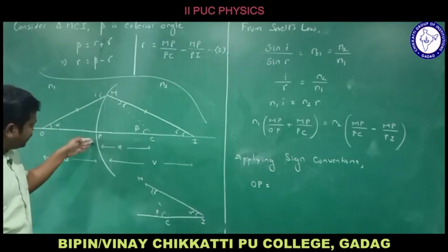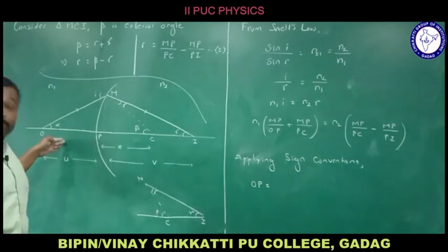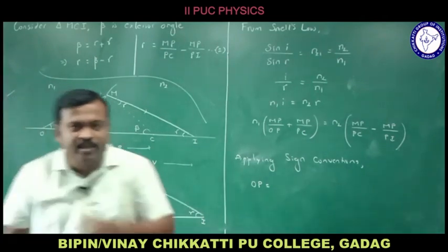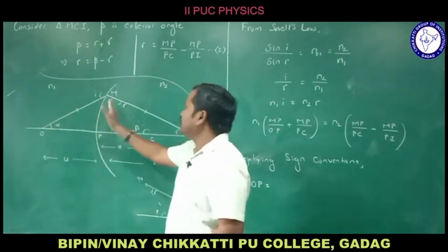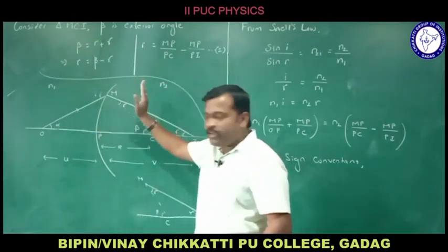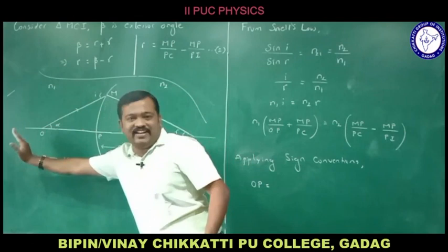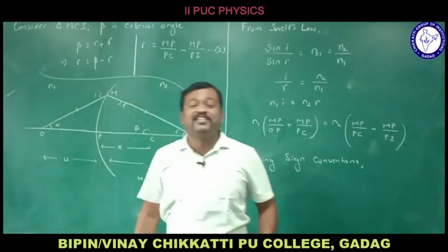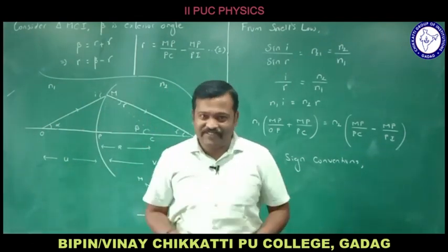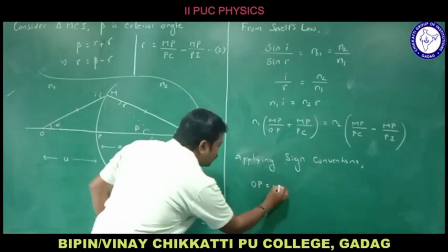I am measuring the distance in the opposite direction of incident ray. Okay, come on, tell me, where is the direction of incident ray? It is coming this side, means the direction of incident ray is this side. I am measuring O from this side here. So what happens to object distance? Is it positive or negative? Negative, right? So shall I take OP is minus U.